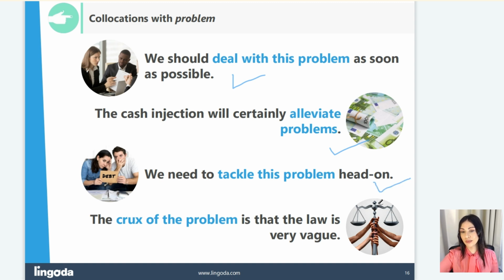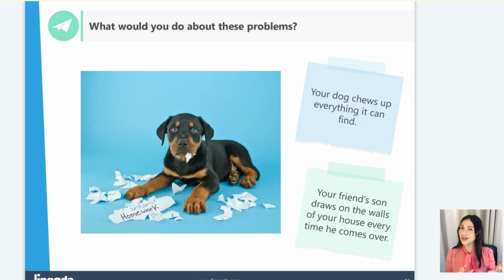The crux of the problem is that the law is very vague, and in many cases, red tape, or bureaucracy, could be the crux of many of your problems. I'll now leave you with some questions to ponder, which might not be of a work-related nature, but more of a personal one for you to consider. What would you do about these two problems?